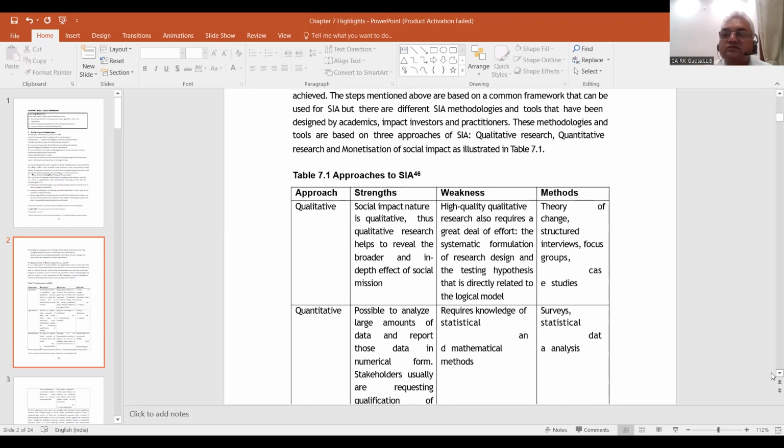And what are the methods? Theory of change, structured interviews, focus groups, case studies. So these are the methods for conducting this qualitative research.